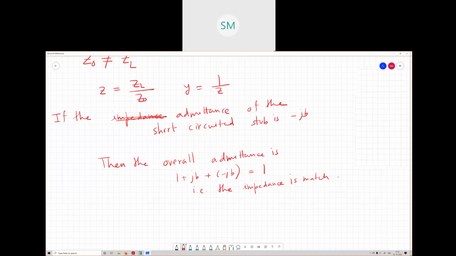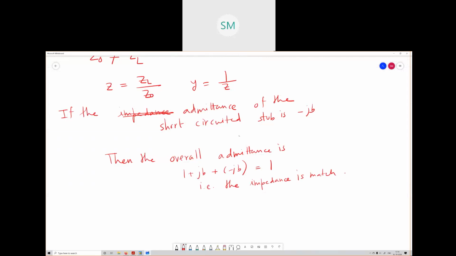Now, going through both of your points, the first thing we need to do for single stub batching is identify this L where Y in of L is 1 plus j, right? Now, on that point, we need to put our stub. If you put our stub any other point, we will not get the match, right? So it may not be possible for all the lines to put a stub at any given point. Okay. So this is the big disadvantage of single stub batching, right?